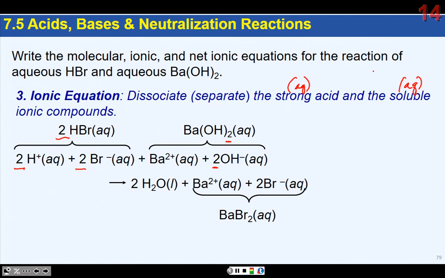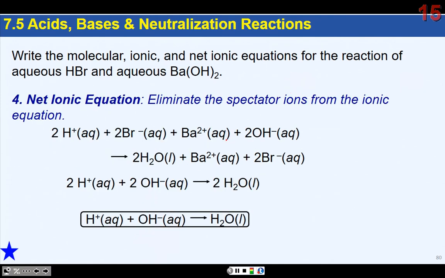The products then give us 2 water molecules, which we do not separate, because it is not an aqueous ion. It is not an electrolyte. We are tempted to do that sometimes, but we shouldn't. It's just water. And then the barium bromide was soluble, so we separate that into barium ions and 2 bromide ions. That's the ionic equation. As before, these tend to be terribly tedious to write. Be careful about charges and subscripts and coefficients and phases. Lots of things to remember.